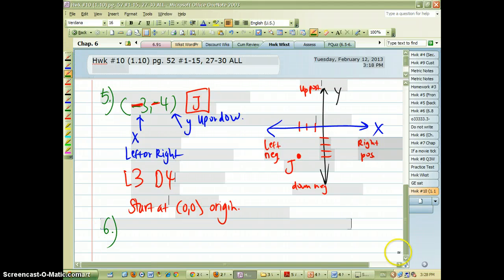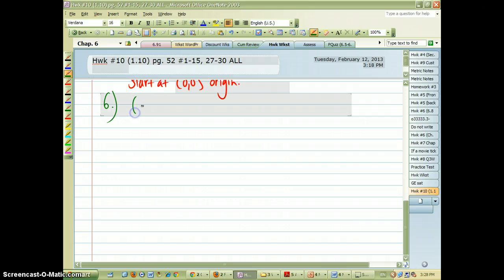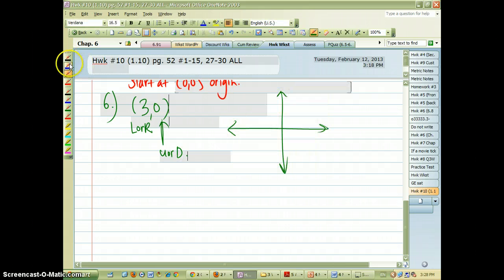Number 6 might seem a little tricky, but again, we're just going to look at each number, 3 and then 0. The first number tells you left or right, and the next number tells you up or down. So when I look at my graph, the 3 is positive, so that tells me right 3, and then the 0 tells me no up or down. When I begin at 0, 0, I always begin at 0, 0, the middle, the origin. I'm just going to go right 3, 1, 2, 3, and then I'm not going to go up or down, so I'm just going to end there and put my dot there. And in my graph, that's going to be the letter G.